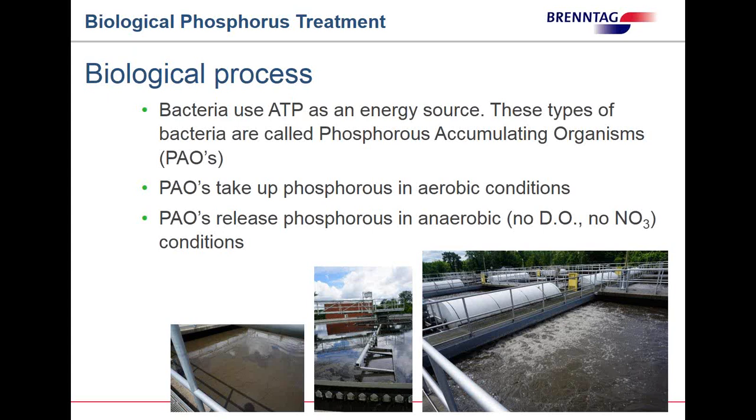These types of bacteria are generally called phosphorus accumulating organisms, or PAOs. And the PAOs take up phosphorus in aerobic conditions, and they release phosphorus in anaerobic conditions. The difference between anaerobic and anoxic is that in anaerobic, there's no DO, and there's also no nitrate.